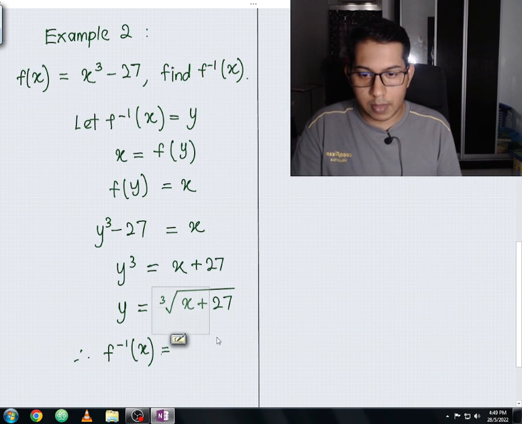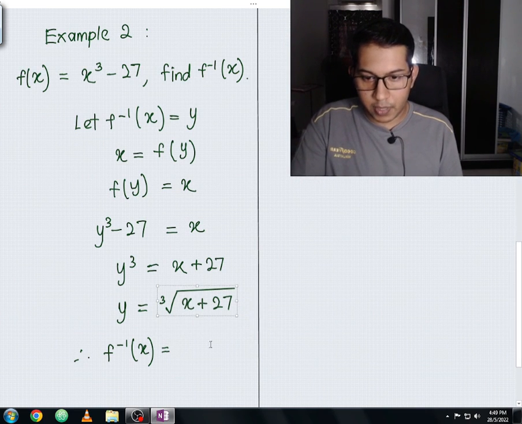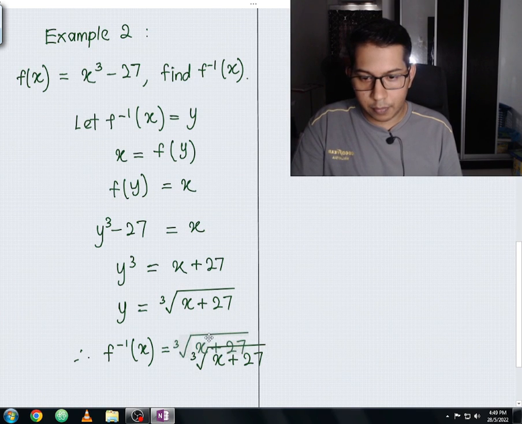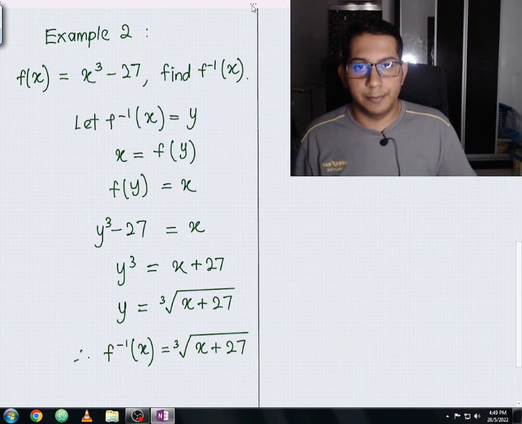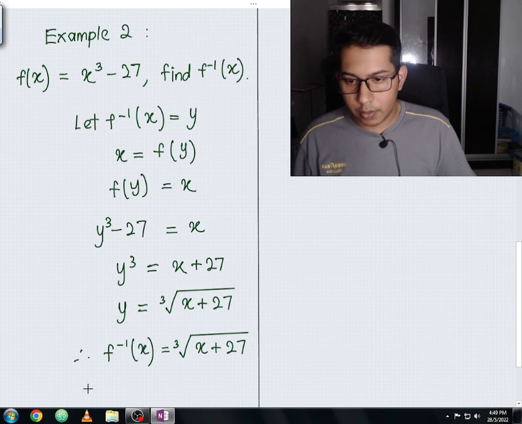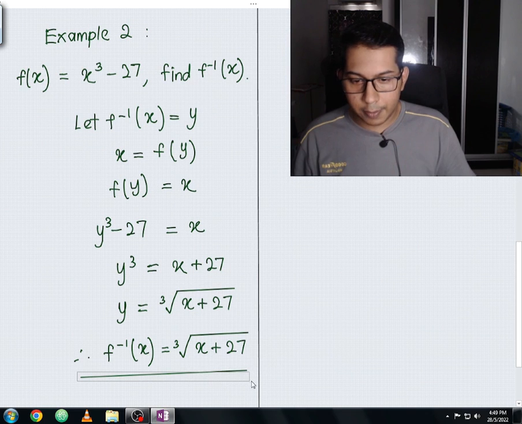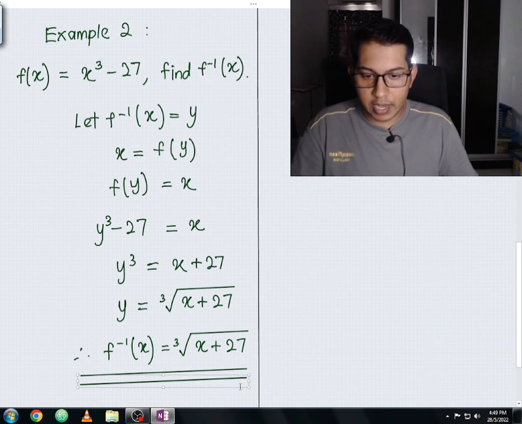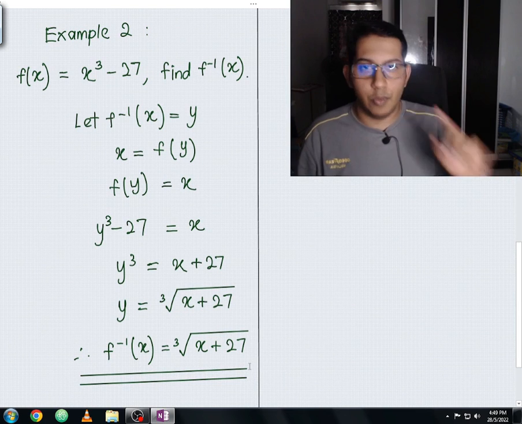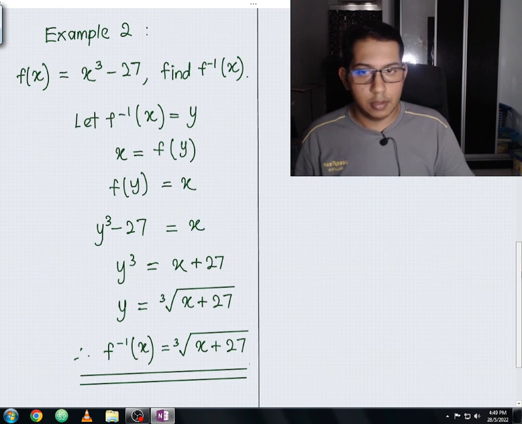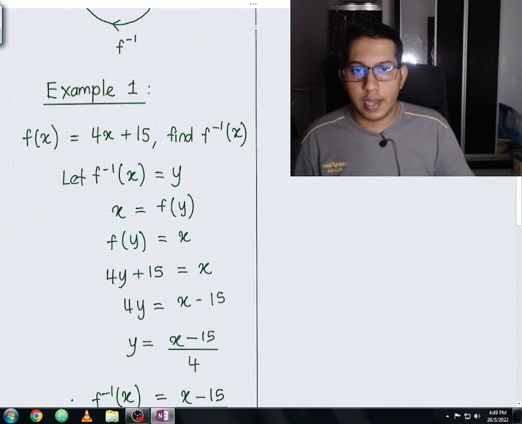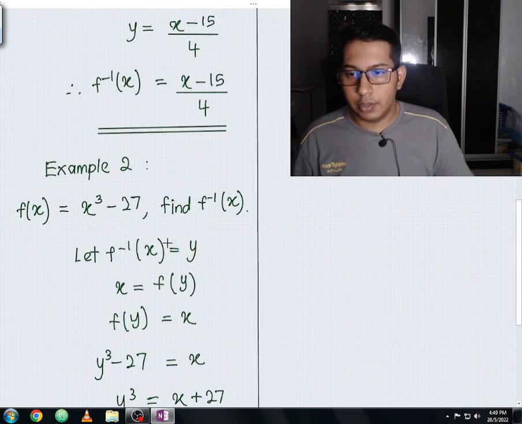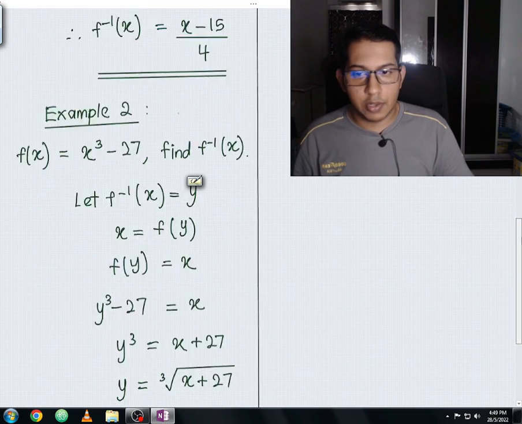Okay, so let me just copy paste this, and underline the solution. So until now, by that you should know the steps, guys. But if you still don't get it, don't worry, I'm going to show you one more example. Up until now I have already shown you example 1 and then example 2. Let me just underline over here, and let me show you example 3 now.